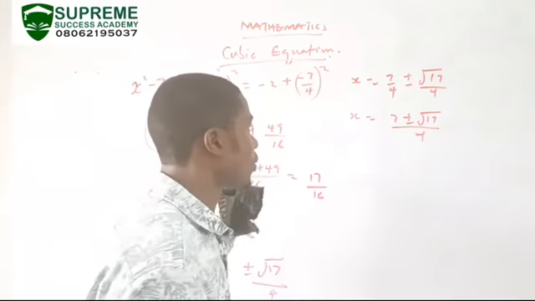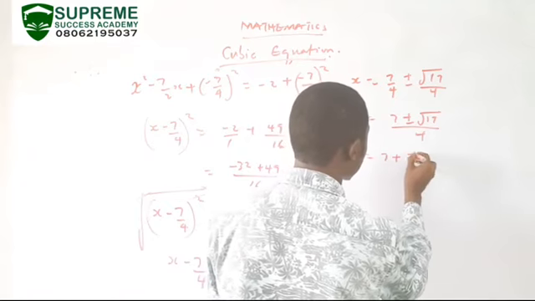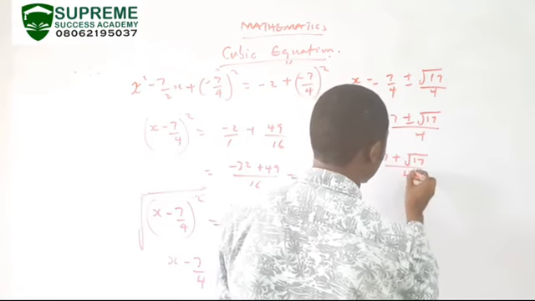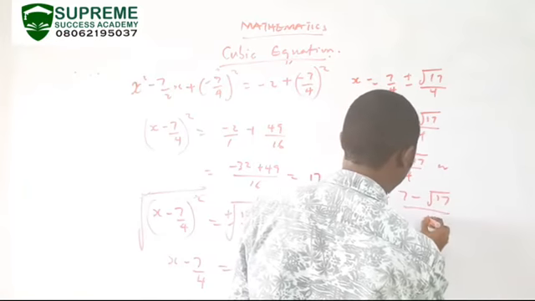So what are the two factors? The first one will be x equal to what? 7 plus square root of 17 over 4, or x equals 7 minus square root of what? 17 over what? Over 4.